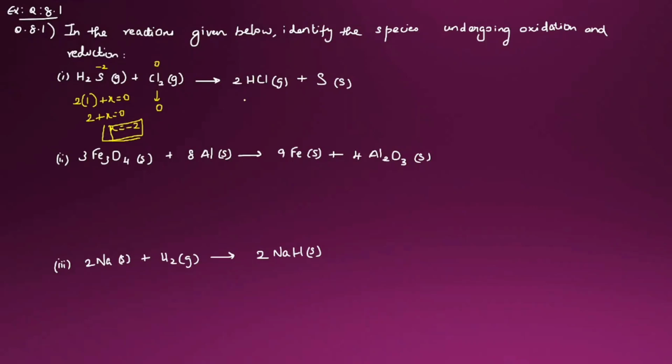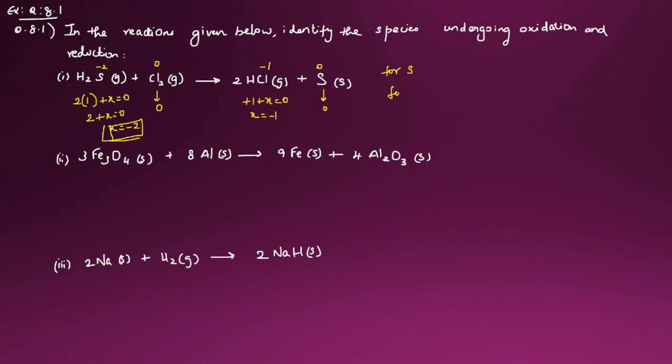Okay, now we'll find out the oxidation state of Cl in HCl. So H is plus 1, so plus 1 plus X is equal to 0 and X is equal to minus 1. And again, sulfur is in its free state, so it is also 0.